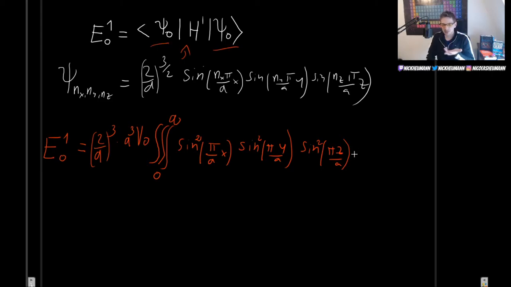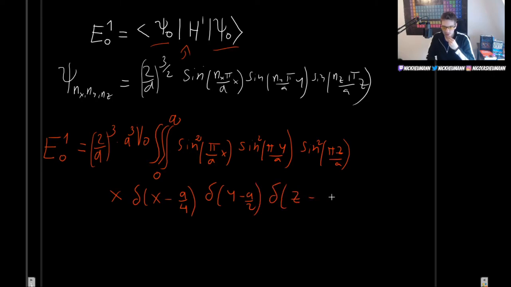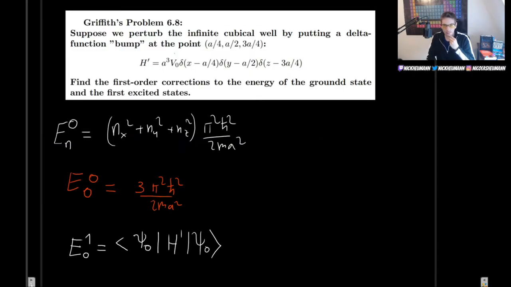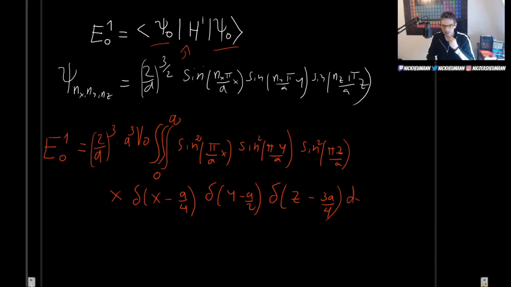And now comes the part from the Hamiltonian, so the delta functions. I'm just going to write them down here. So times delta of x minus a over 4, then y minus a over 2. I'll check in a second to make sure. Z minus 3a over 4. Okay, I need to check now. Okay, yes, that's what it is. And of course, dx, dy, dz. Okay, so this is what we now have to integrate.